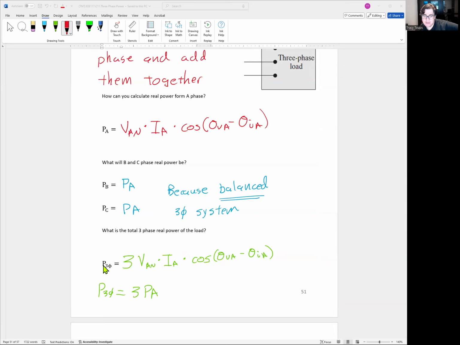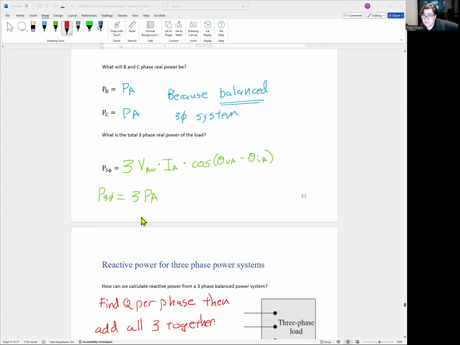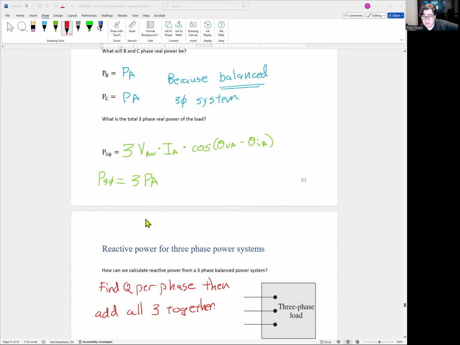Or we could just say P three phase is equal to 3 times VAN times IA cosine of theta VA minus theta IA. Okay, this is a phase shift difference between the voltage and the current. Okay. So this is why A phase is so important. You calculate A phase, B and C phase follow suit. Same thing for power. Okay. So literally three-phase power is just 3 times single phase power.